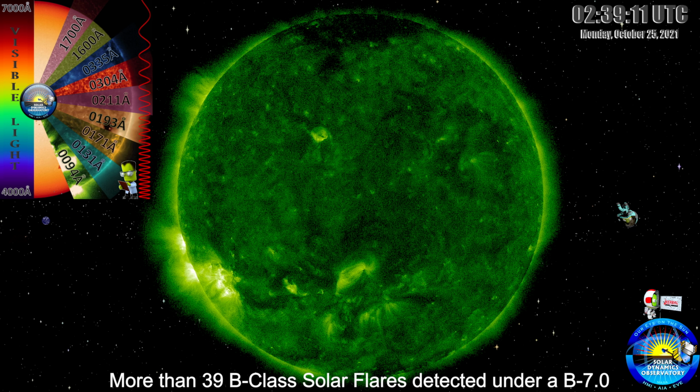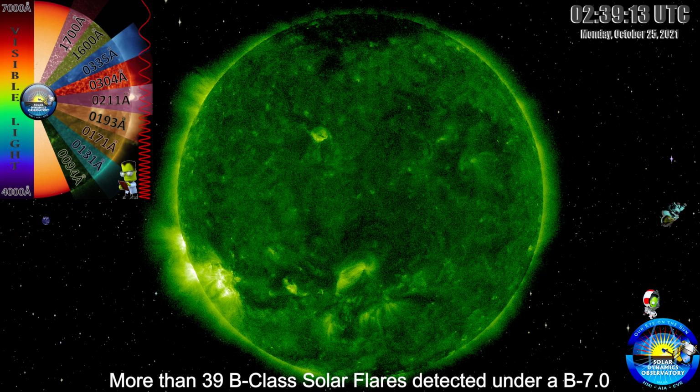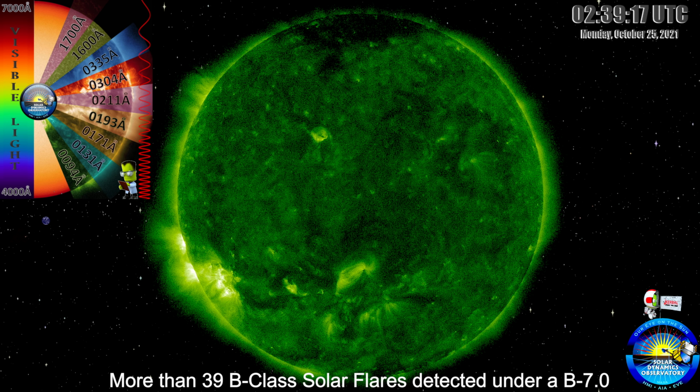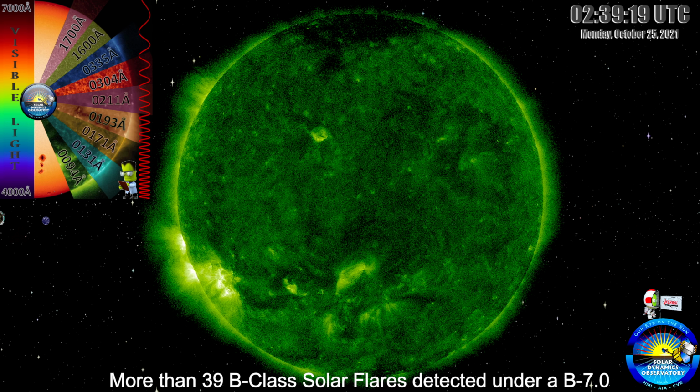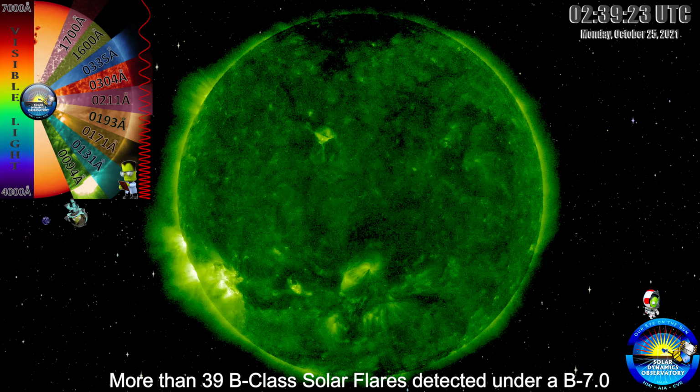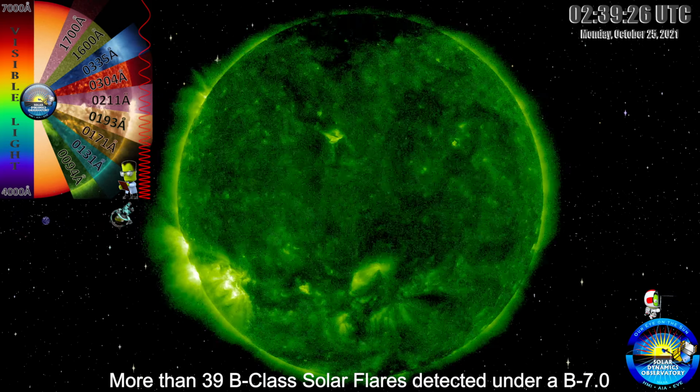This first filter is Angstrom 94 and is designed to study solar flares. It measures extremely hot temperatures around 6 million degrees Kelvin, 10.8 million degrees Fahrenheit, and shows the flaring regions of the corona. The primary ions seen here are 17 times ionized iron.